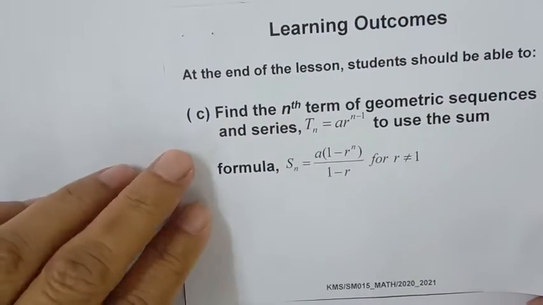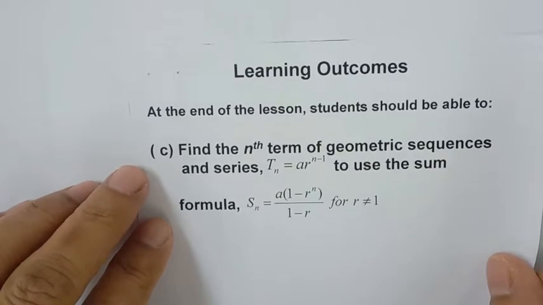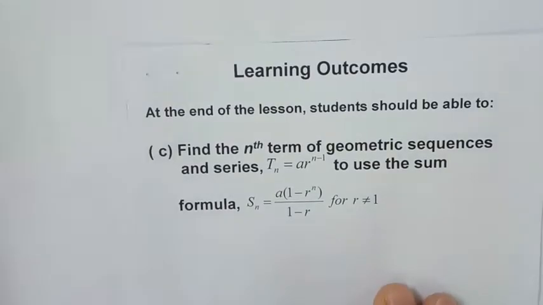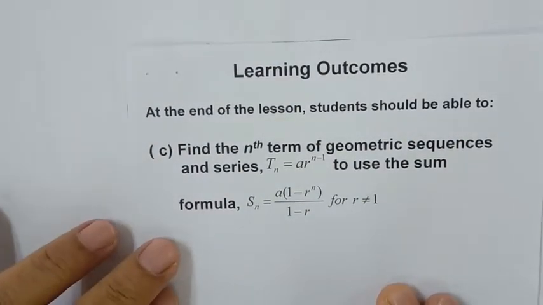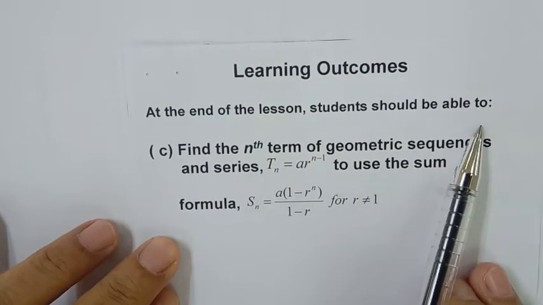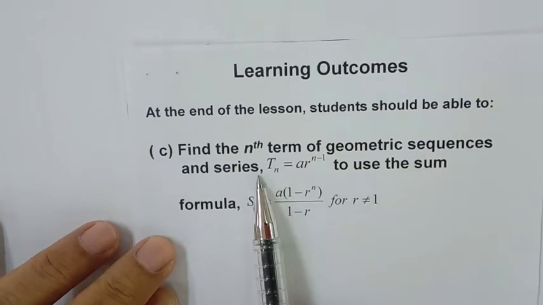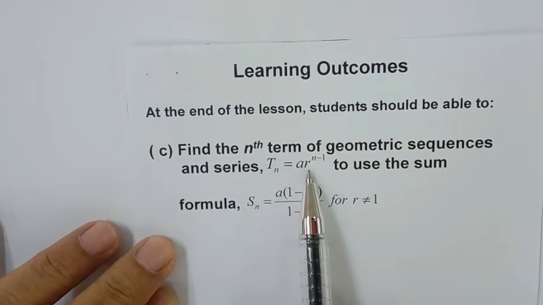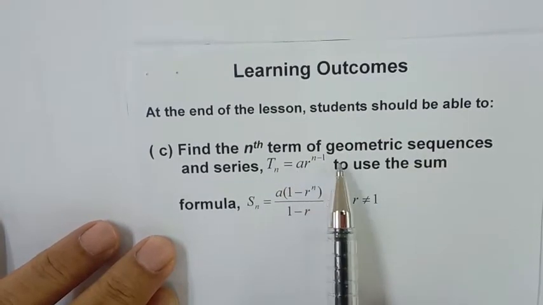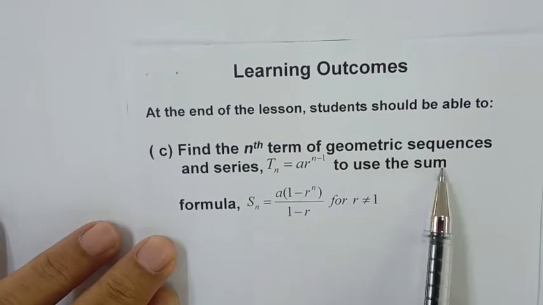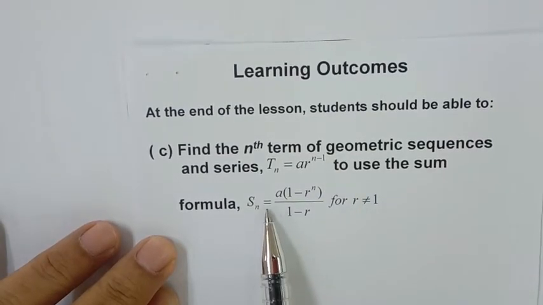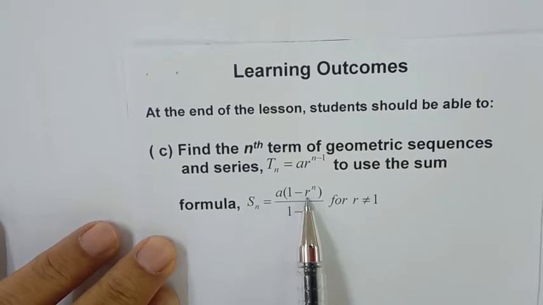First, look at our learning outcome. By the end of this video, students should be able to find the n-th term of geometric sequences and series, Tn equal to a times r to the power of n minus 1, and to use the sum formula Sn equal to a times 1 minus r to the power of n over 1 minus r for r not equal to 1.